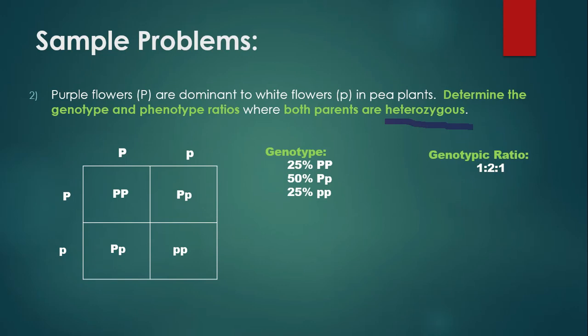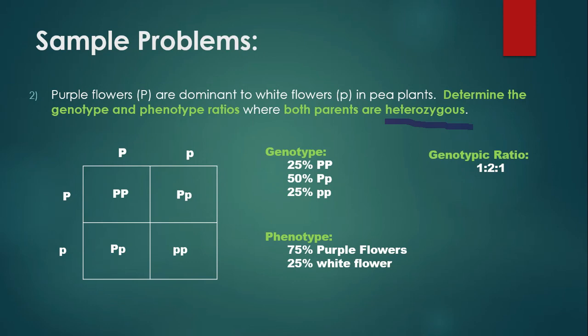Now, as for the phenotype, you have to look at how the results were written. If the results were written in capital letter, you have to take a look at the first letter. The first letter represents the phenotype. So how many are written in capital letter P? For the phenotype, we have 75% purple flowers and 25% white flower.